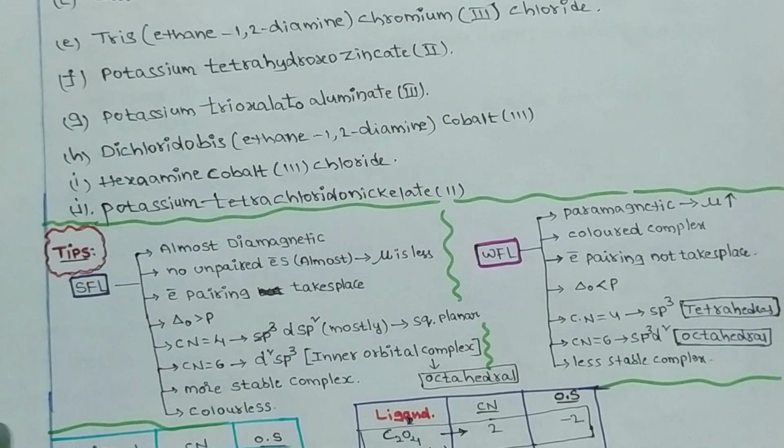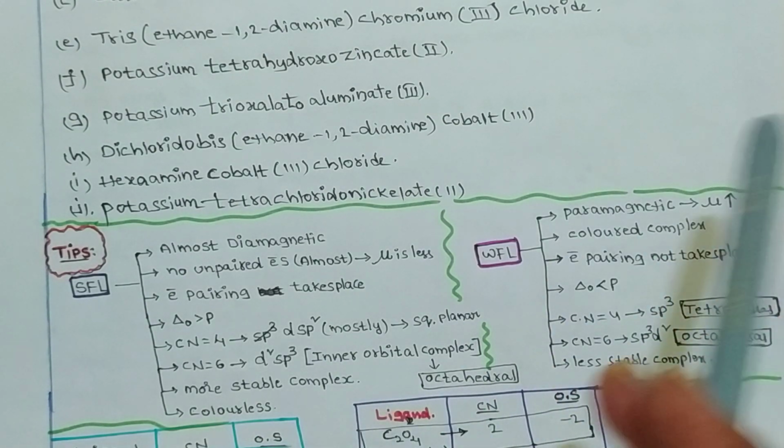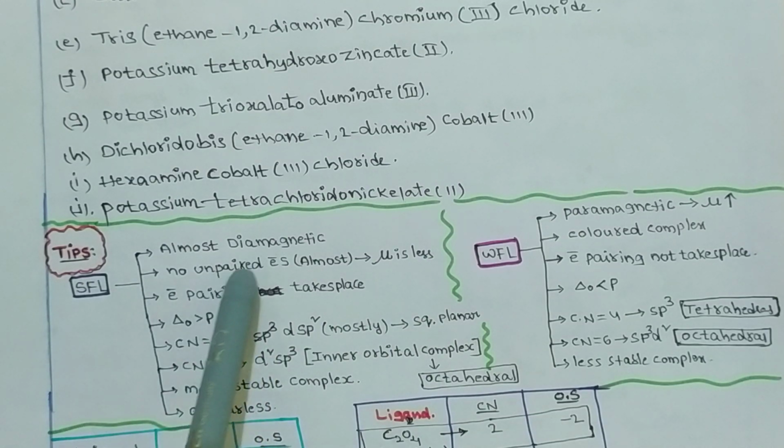Suppose the given ligand is a strong field ligand. Almost all the complex compounds are diamagnetic. Almost, with any one or two exceptions, like nickel tetracarbonyl. Nickel tetracarbonyl is also diamagnetic. Strong field ligand means almost no unpaired electrons. Almost all complexes will have no unpaired electrons if the ligand is strong field. Any one or two exceptions will be there.